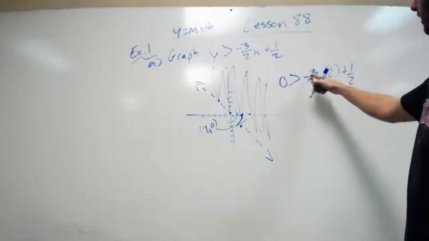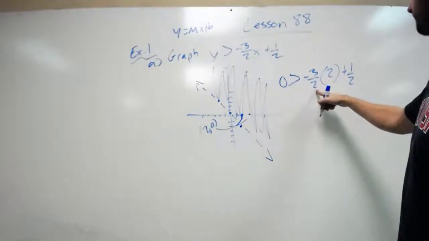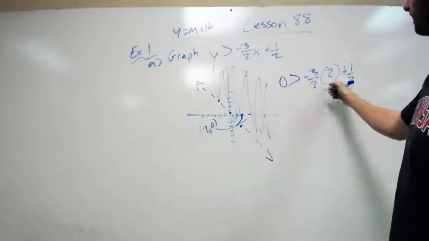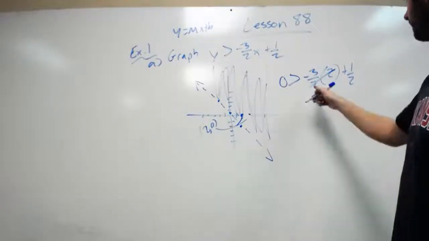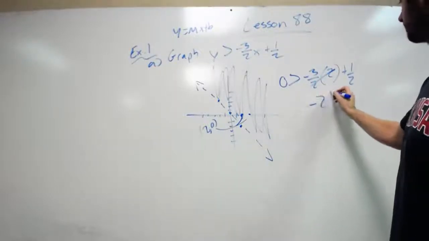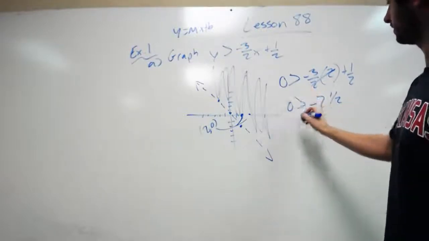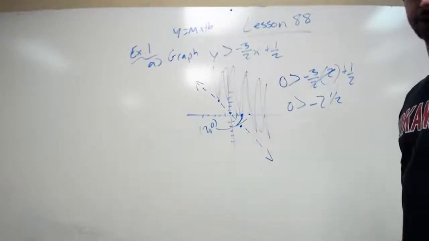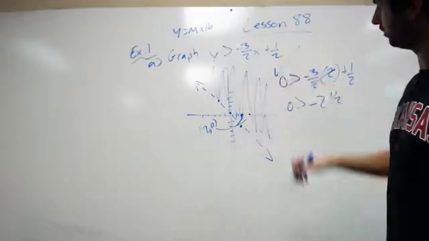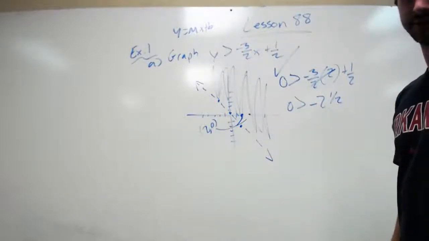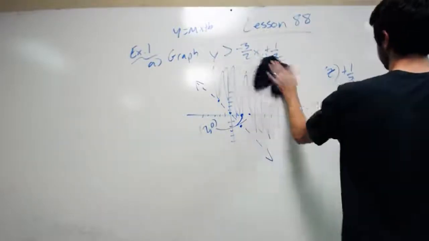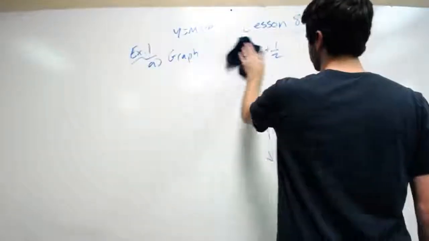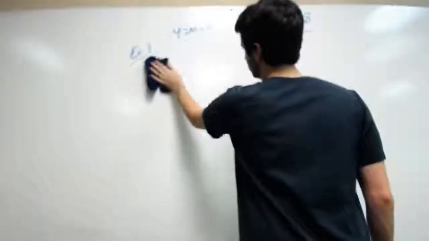So, negative 3 halves times 2 would be negative 3. Negative 3 plus 1 half would be negative 2 and 1 half. 0 is greater than negative 2 and 1 half, so therefore, we graphed it correctly. And that's how you graph linear inequalities. I just want to look at one more. So those were greater than or less than signs.